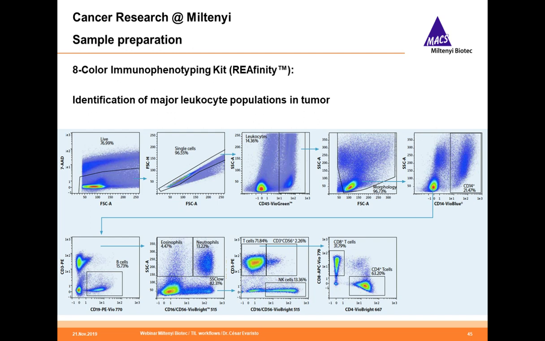Here, I am showing the plots with the gating strategy. After excluding dead cells and doublets, we gate on CD45 positive leukocytes. From those, we use a morphology gate to exclude small debris and large tumor cells.